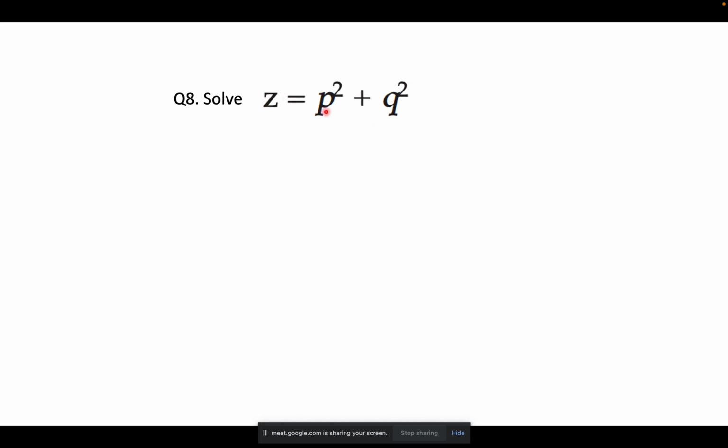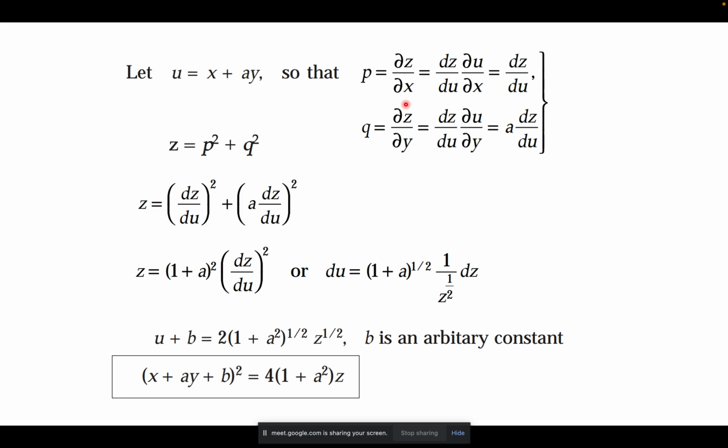So the given equation is z is equal to p square plus q square, right? So I can simply substitute the value of p and q here. The value of p will be (del z by del u) whole square, and the value of q will be a square times (a times del z by del u) whole square, because the value of q is a times del z by del u, right? So what you can do, you can simply take del z by del u common.